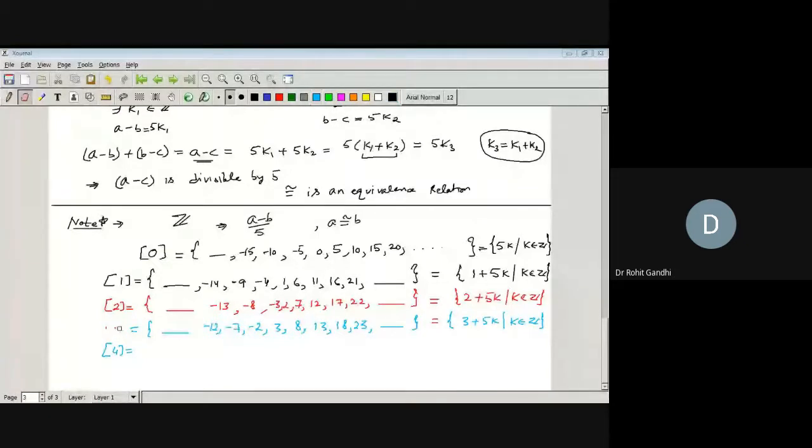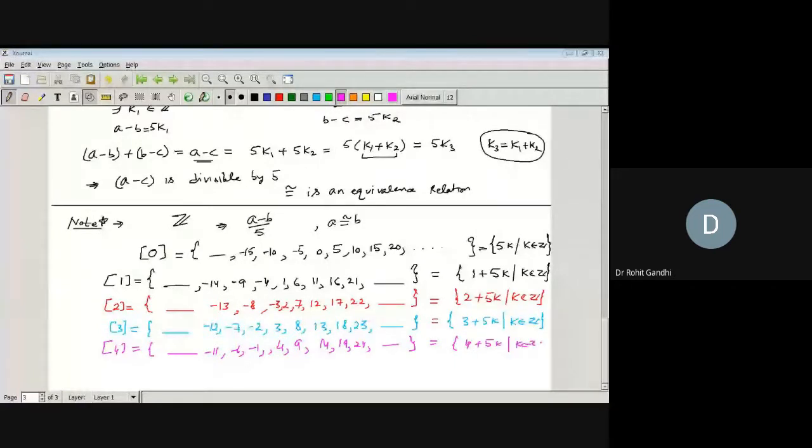Now, if we think of the equivalence class of 4, I will write it down. First of all, the element itself should be there. Why? Because the relation is reflexive, so the element to hoga hi hoga. Next, it is 9, 14, 19, 24. And if I go back, this is -1, -6, -11, and so on. So this is 4 plus 5k.